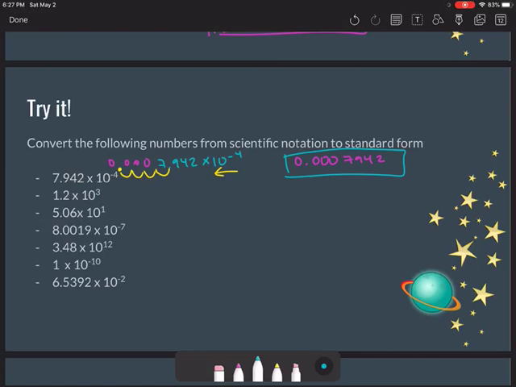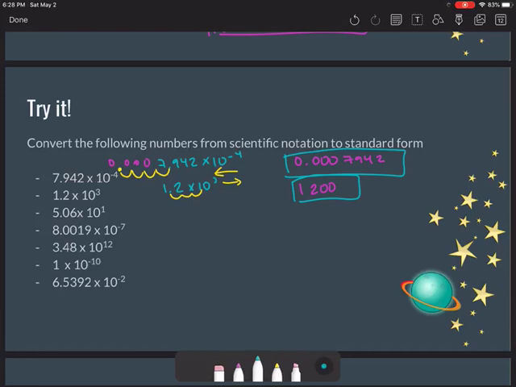My next question, I have 1.2 times 10 to the power of 3. My exponent is positive, which means I am moving my decimal over to the right. Because I have a positive exponent, I should end up with an answer that's a big number. Okay, so I'm moving it over how many times? 3. 1, 2, 3. I'm filling in all those bumps with zeros. And so I should end up with 1, 2, 0, 0 as my final answer here. So 1,200.